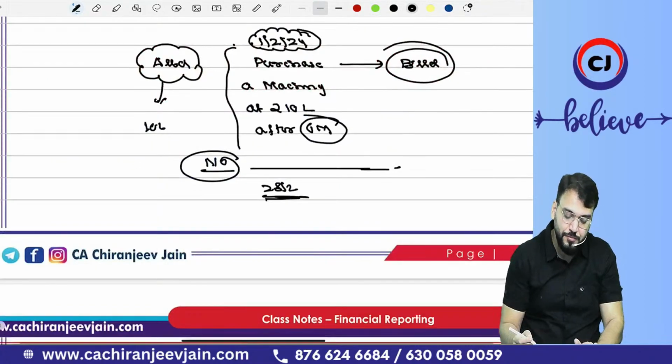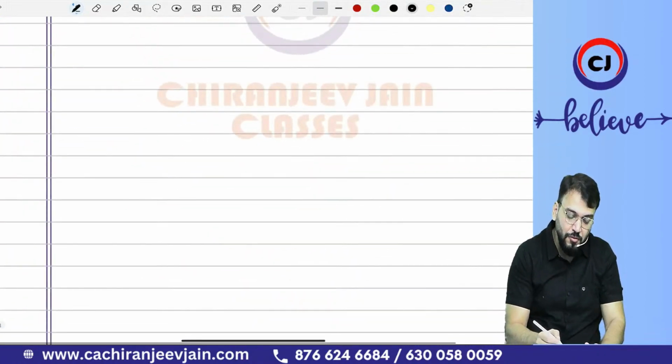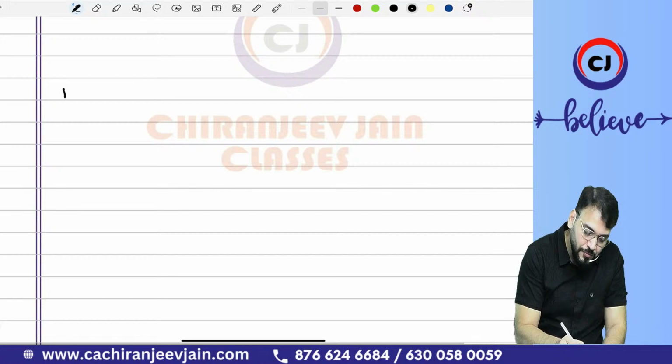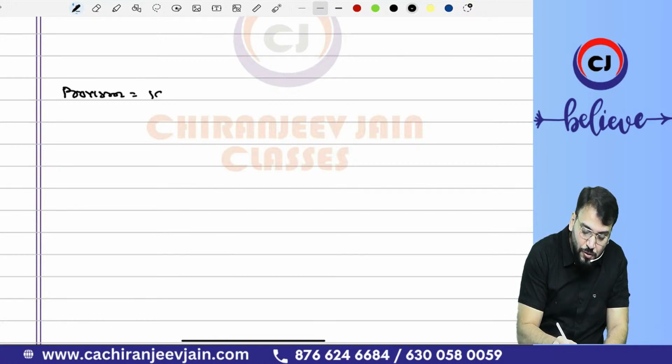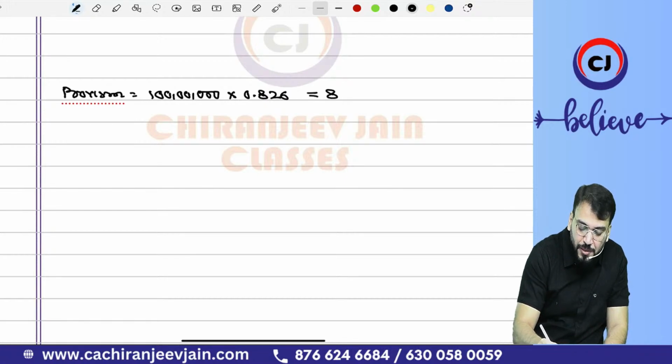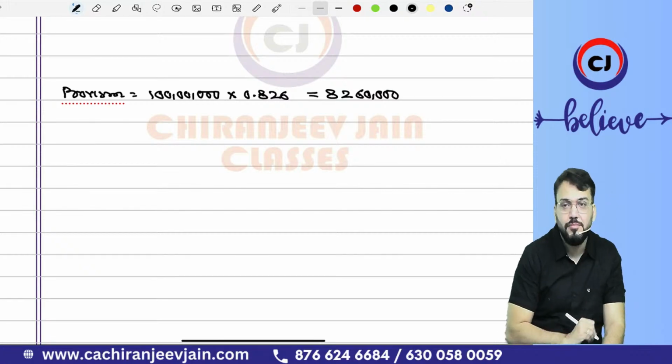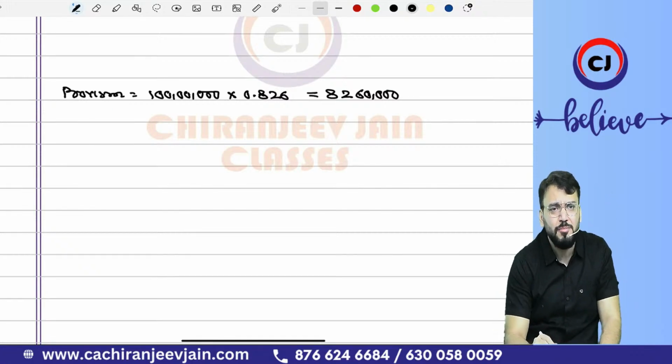पहले बताओ, what will be the amount of provision? So provision will be 1 crore multiplied by how much? 0.826. It will be 82 lakh 60,000. It depends upon how much decimal you are taking.